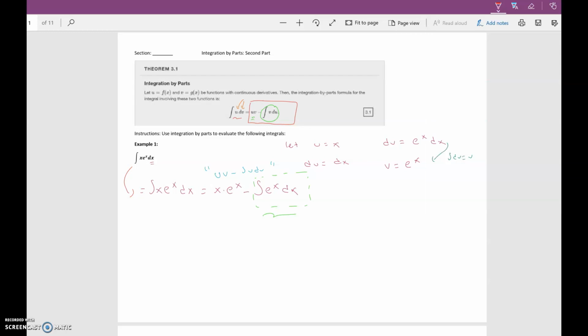Let me just rewrite it. So in this case, our final solution is going to be x e to the x minus e to the x plus c. And you will notice that this one we could have done by tabular integration, and it would have been much faster.